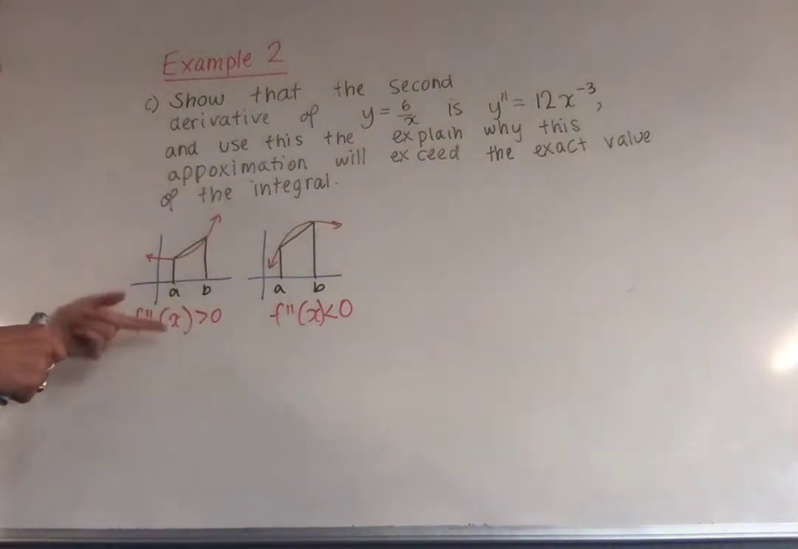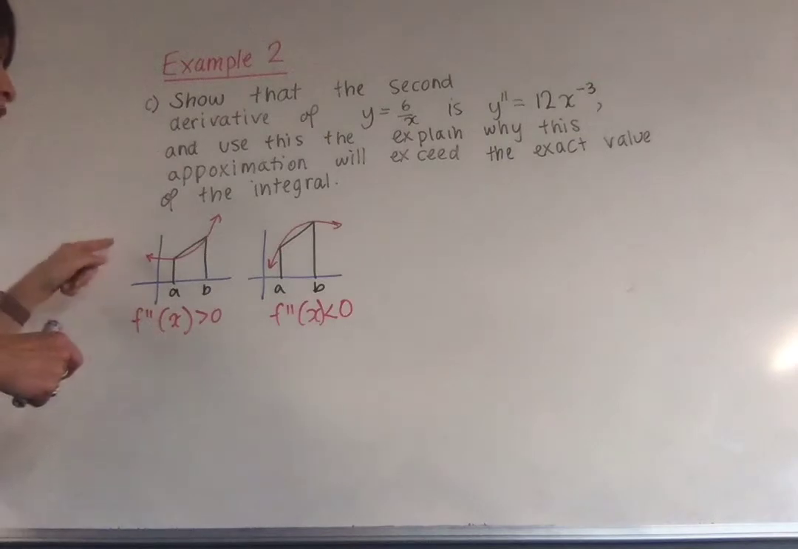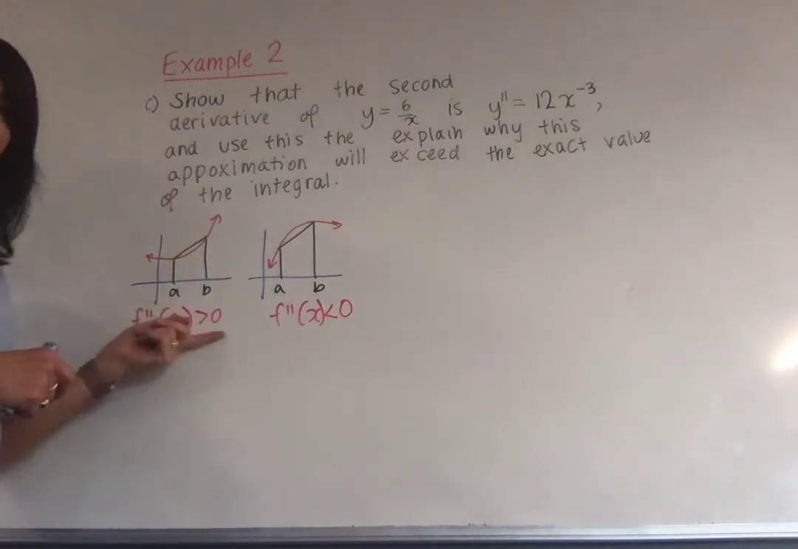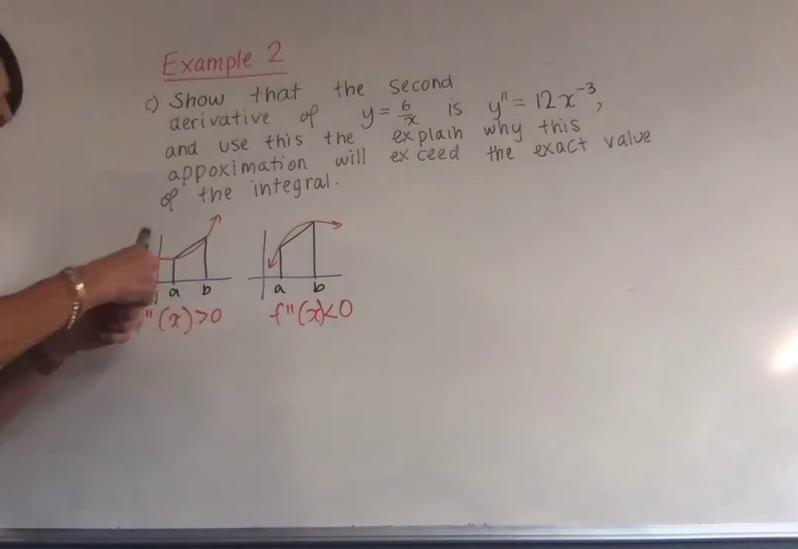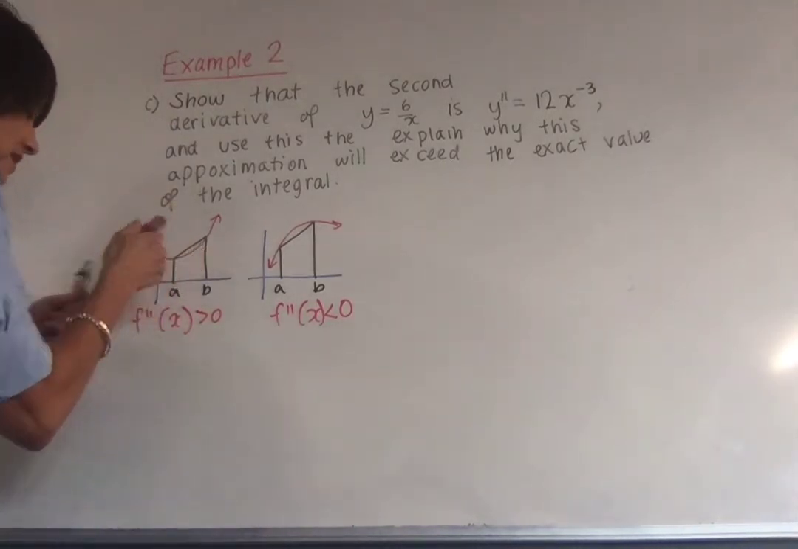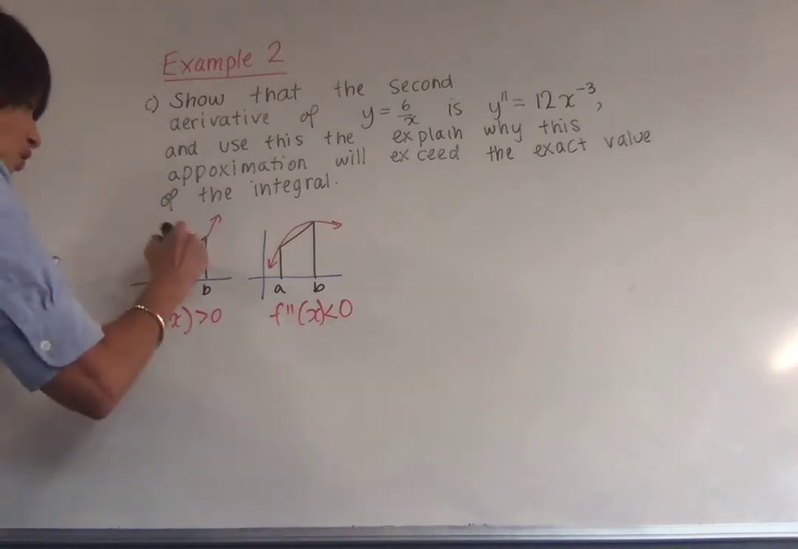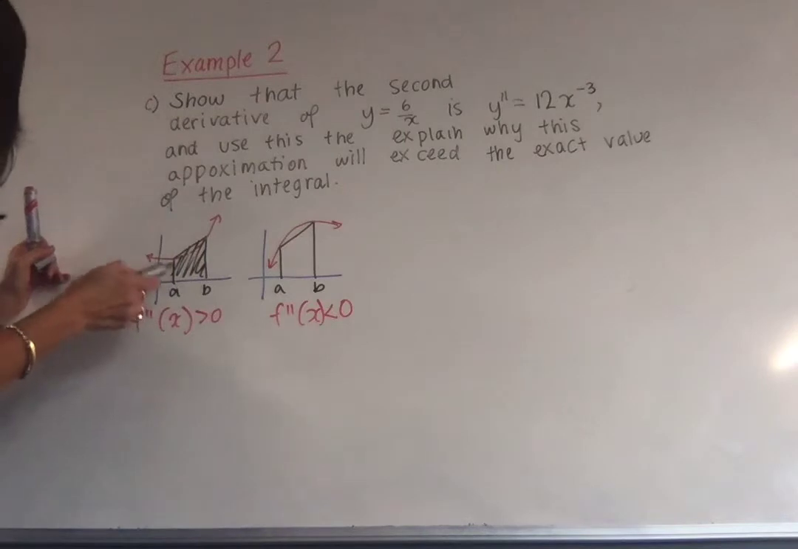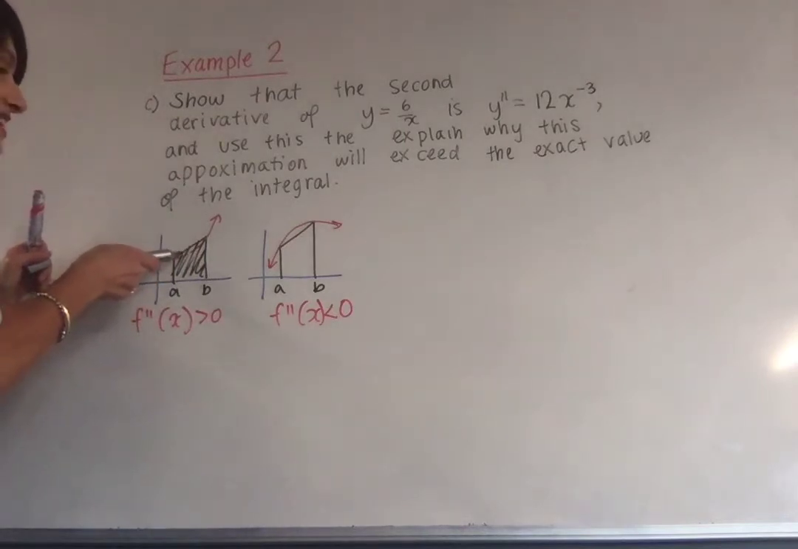Now let's think about what we did in example 1. When we had a function that was concave up and the second derivative was greater than 0, we know that the area that the trapezoidal rule would provide, which is this whole region in here, would be bigger than the area under the curve. So that would be exceeding it.